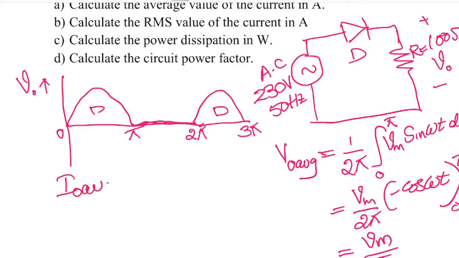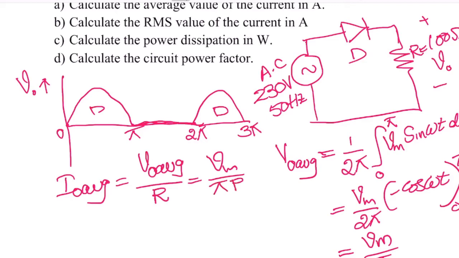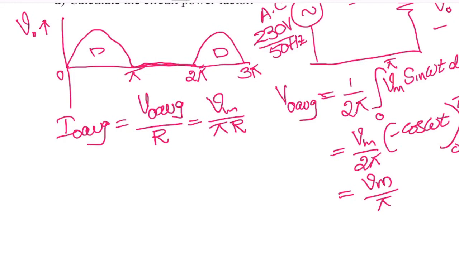Now, I need to calculate the average output current. The average output current is equal to the average output voltage divided by the resistor. If I take the average output voltage by resistor, it is Vm by pi into R. As you know, the supply voltage is purely sinusoidal, as they have given in the question, it is 230 volts RMS.